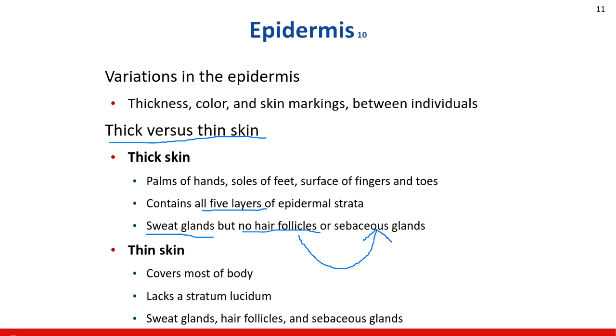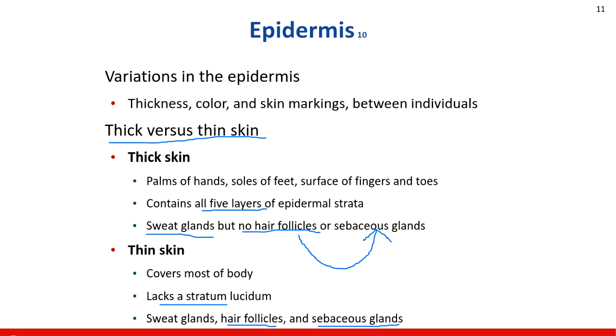All right, so when we get the thin skin, and this is the majority of the skin that covers your body, like on your face, your arms, your legs, okay? Here, the thin skin, we're not going to have the stratum lucidum. We're still going to have sweat glands, but guess what? We're also going to have hair follicles and sebaceous glands. And if you don't believe me, look at the back of your arm, okay? You have hair there. And if you have a hair follicle there, that means you have a sebaceous gland, okay?